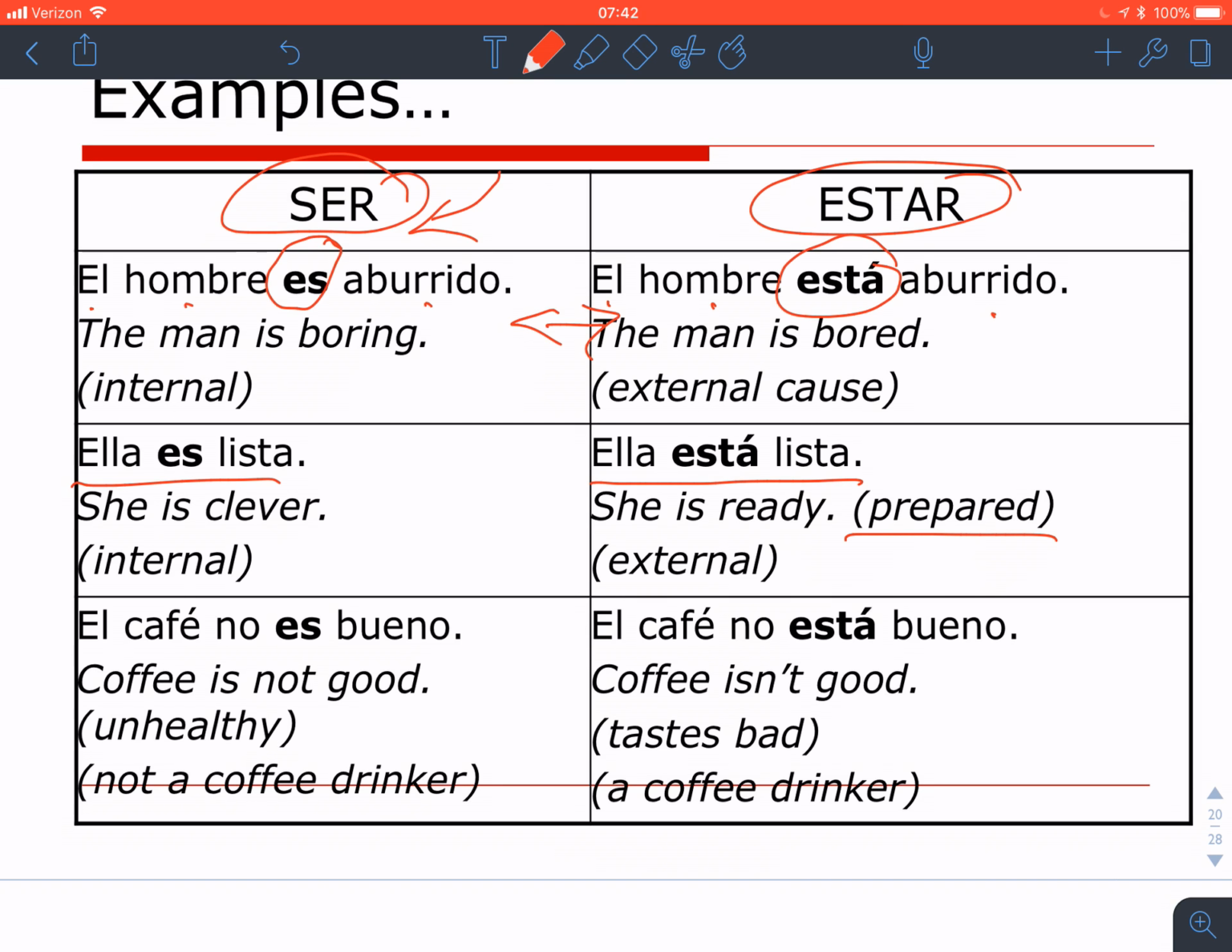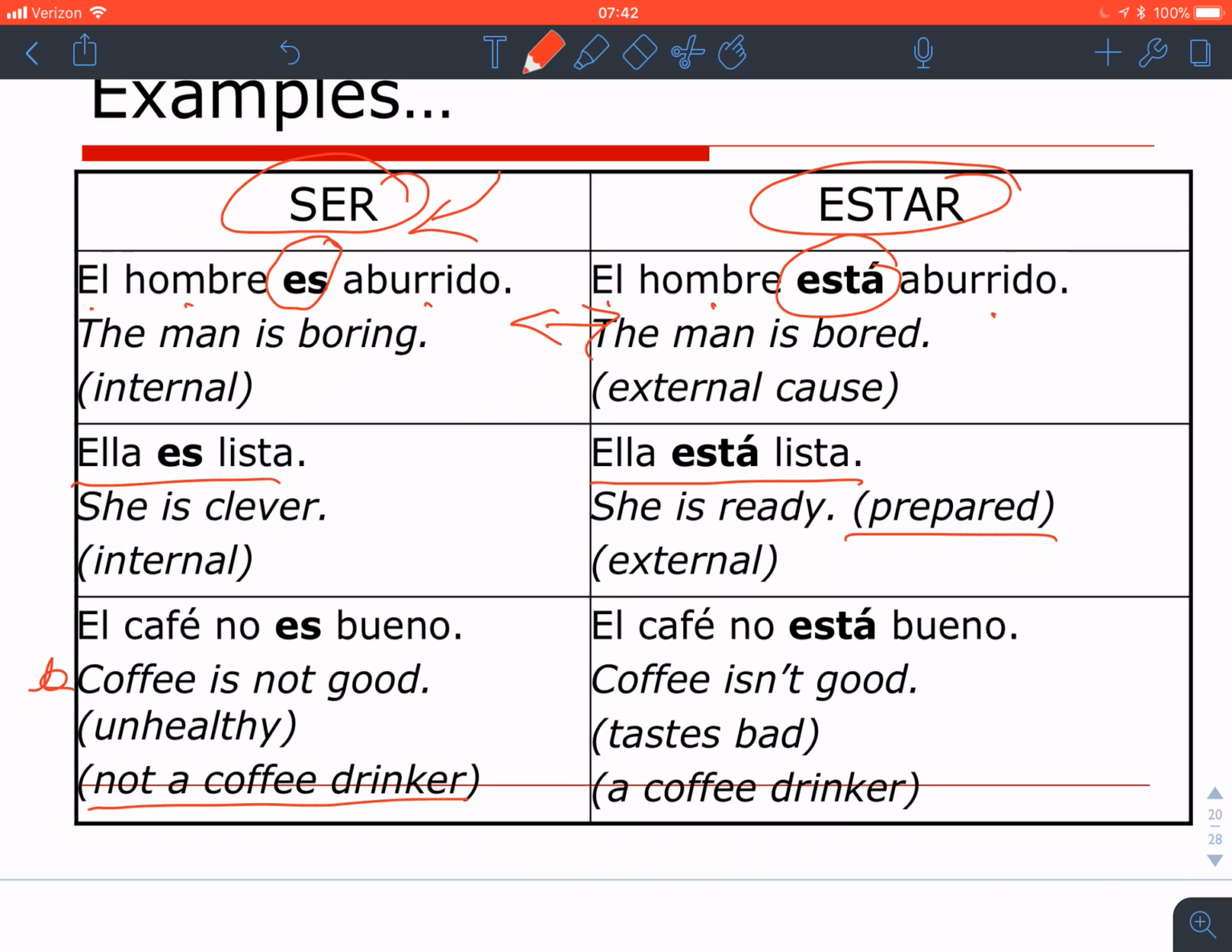With el café no es bueno, as opposed to el café no está bueno, this is something with the ser that a coffee drinker would not say. A coffee drinker loves coffee. They're not going to say that coffee is unhealthy. Okay? A tea drinker might say that.